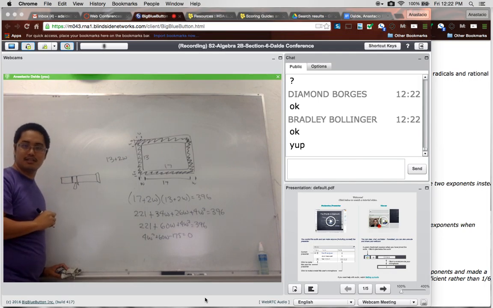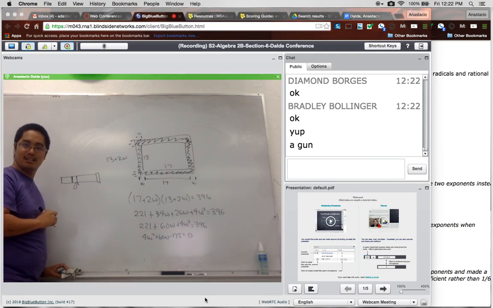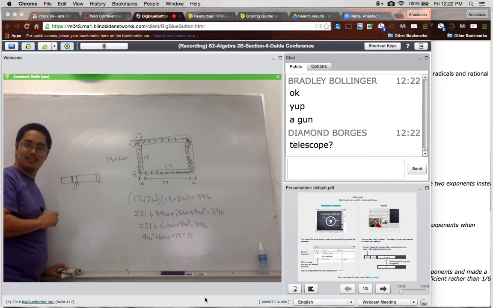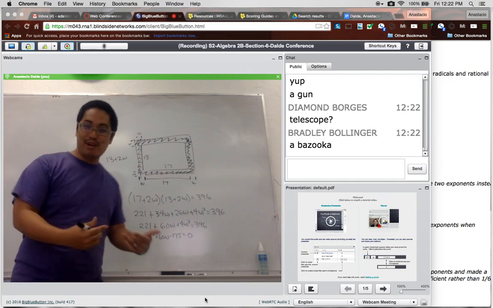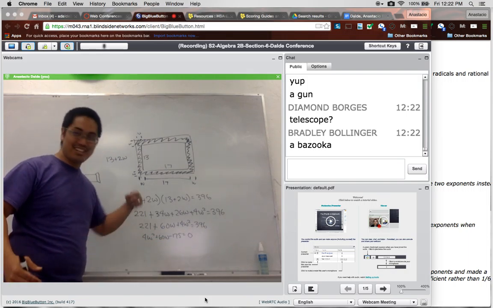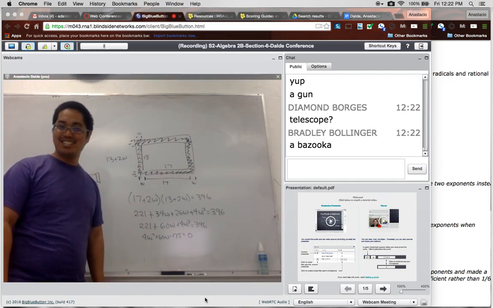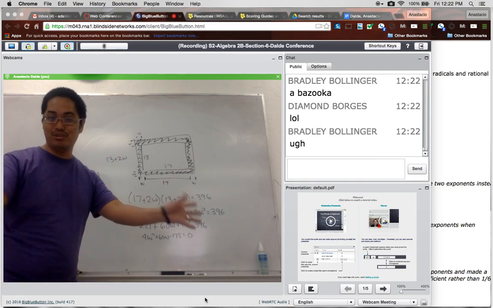You guys know what this is? It's a big gun. It's a bazooka. I would pull out my bazooka because this is the quadratic equation right there. And I'd say, you know what, quadratic equation? You deal with it.